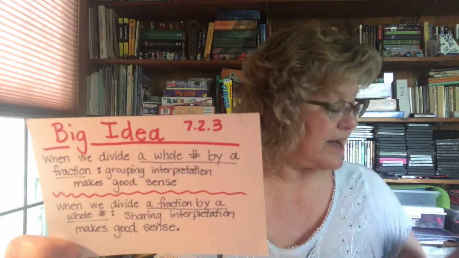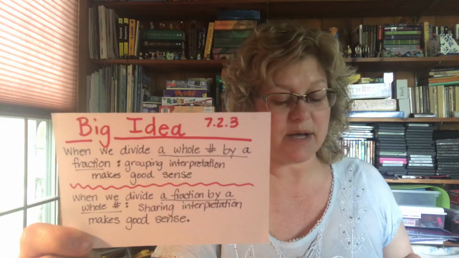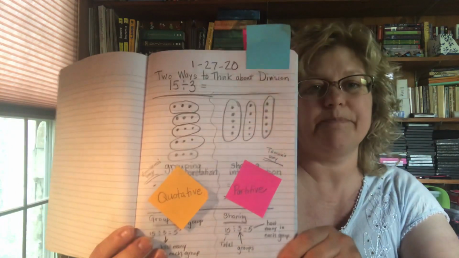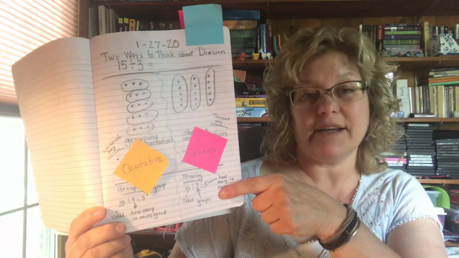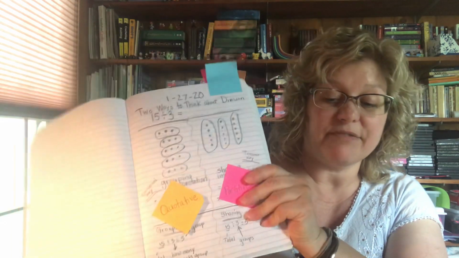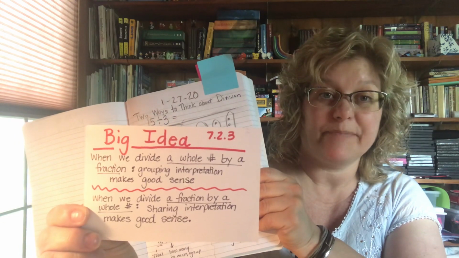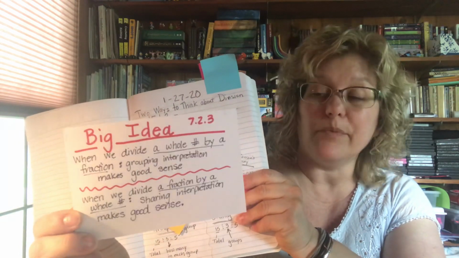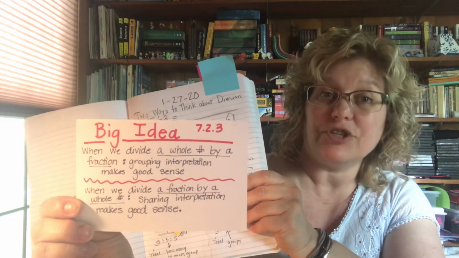Again, this is going to go right back to our math journals. I think I can pull mine up pretty quickly. And I'm going to show you back on January 27th when we did this, where we were doing grouping versus sharing. And that is what this is all about. So when you are dividing, here's the words. When you're dividing a whole number by a fraction, it's better to think about it in terms of grouping. And when you're dividing a fraction by a whole number, it's like thinking about sharing it.